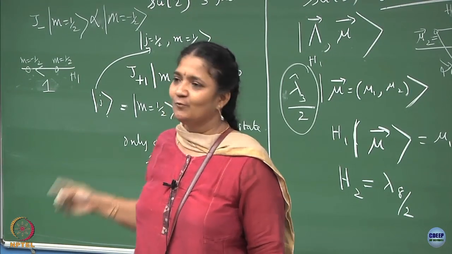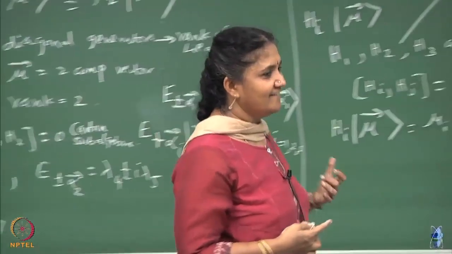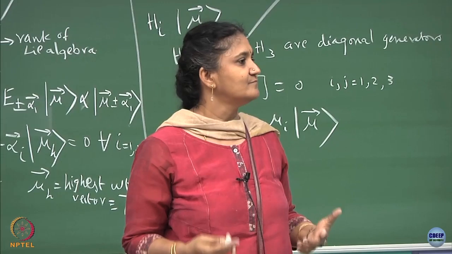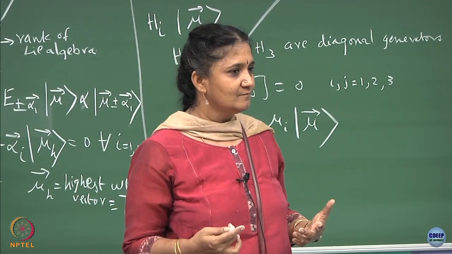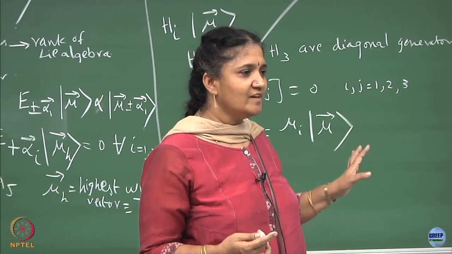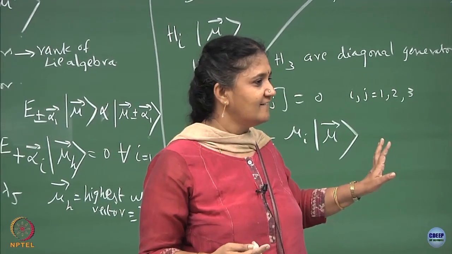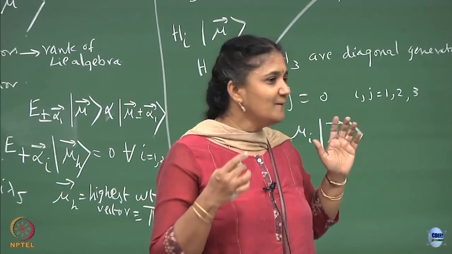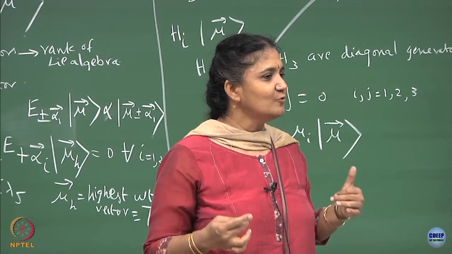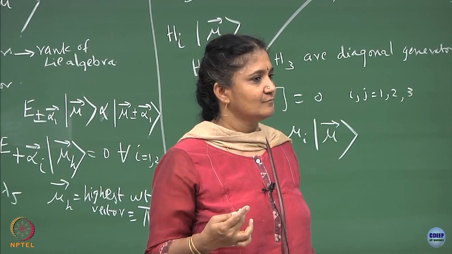For SU(3), how many roots are there? 6 are there, but 3 are positive and 3 are negative. So, how will you find it in general also? Total number of generators minus the rank of the algebra, and that should always be an even number, and you divide it by 2 to get the number of positive root vectors. Clear?